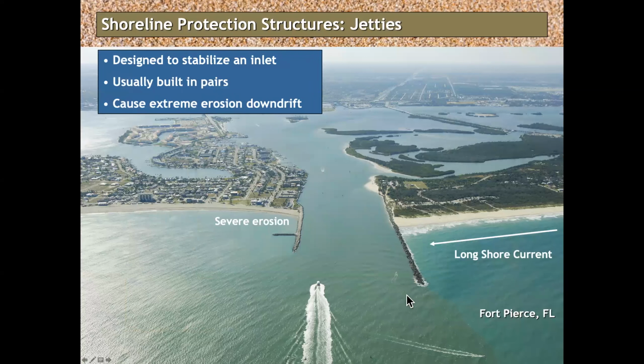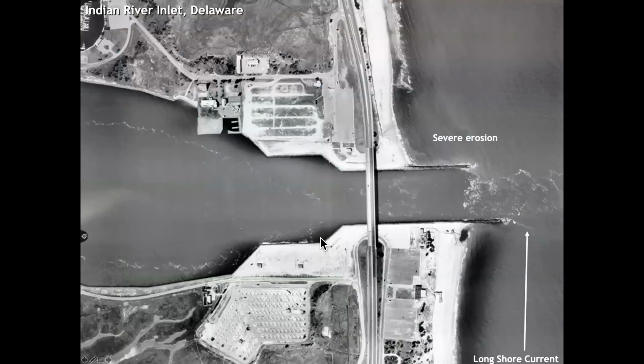Here's the idea of a jetty. A jetty is two side-by-side groins, basically designed to promote travel in and out of the inland waterway. This happens to be Fort Pierce, Florida. Here's another example of a jetty: one groin here, another groin here. So combining the two forms a jetty.